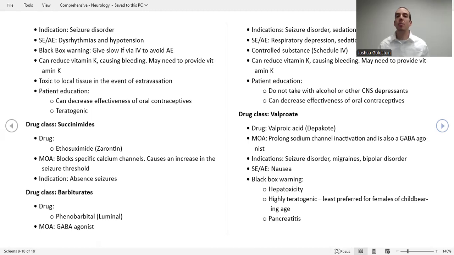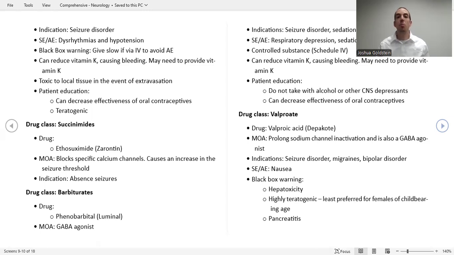This medication, unlike benzos, does have that issue also of the vitamin K issue, just like we discussed previously with the hydantoins. And again, like any GABA agonist, don't take it with alcohol or other CNS depressants. And like we're going to see with a bunch of the anti-seizure medications, they're going to have this issue that it makes your oral contraceptives not as effective.